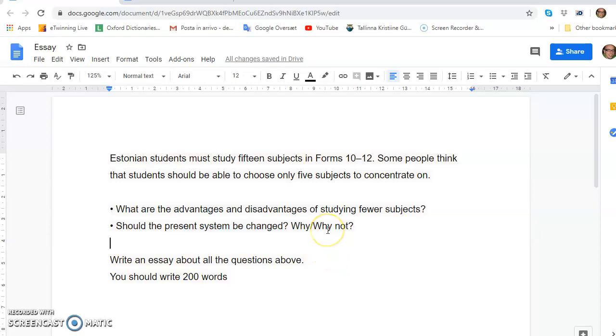Now, remember that although this type of writing is subjective, you need to keep it formal. And anyway, even if you want to express your own opinions as you are supposed to, you need to express them in a formal way. I'm going to attach some extra material that hopefully will help you do that.